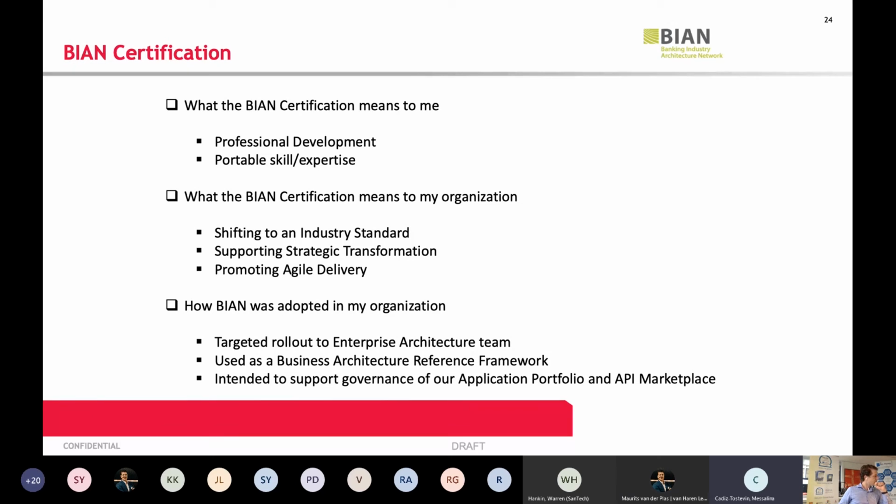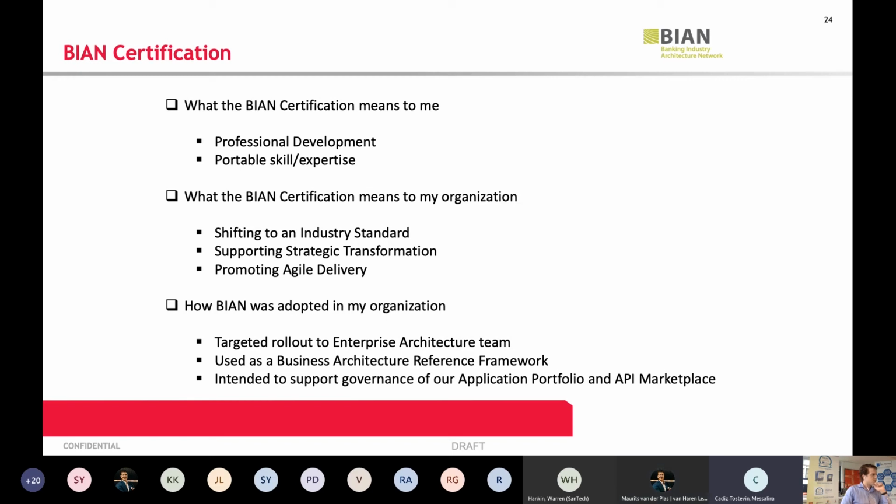What the BIAN certification means to my organization, just some history around my organization. We started off maybe 10, 12 years ago with a proprietary model, the high performance banking model that we obtained through an engagement with Accenture. Over time, we customized it. It was modified organically to suit our current needs, but it was proprietary. And so we understood that in order to do business today, we needed to evolve how we govern our technology landscape using models that were more industry-based.